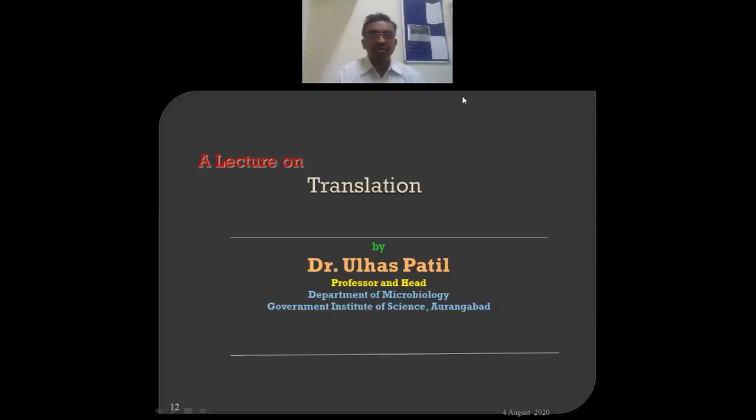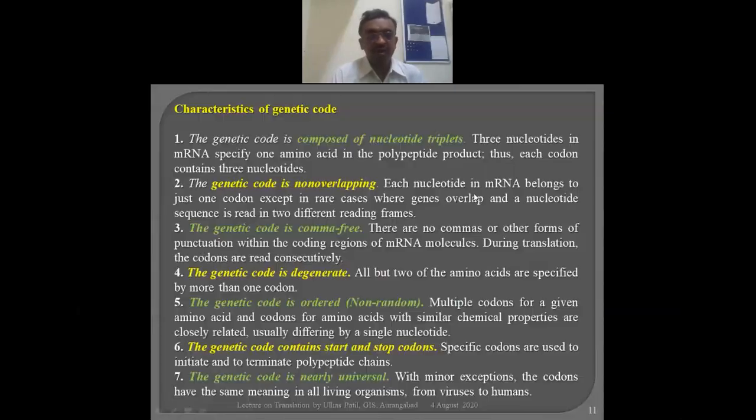We are going to start the important topic. Actually, we already started this particular title, translation, and I also gave the significance of the genetic code as far as the procedure of translation is concerned. So, in summary, once again, I am going to repeat about the genetic code, and then we are going to start what translation actually is.